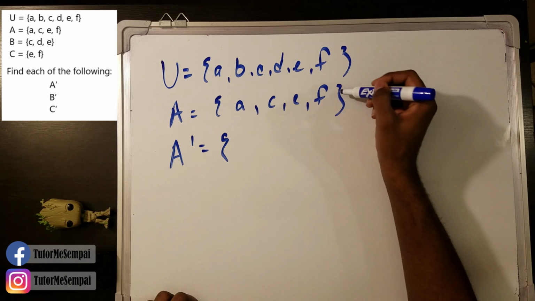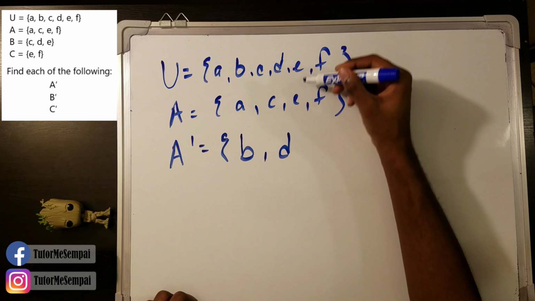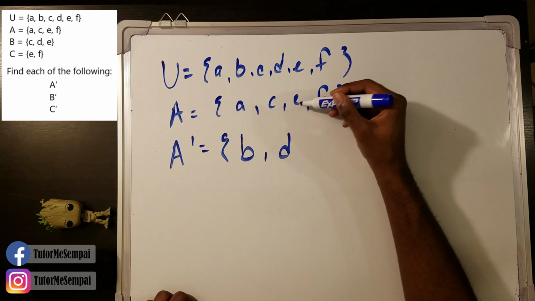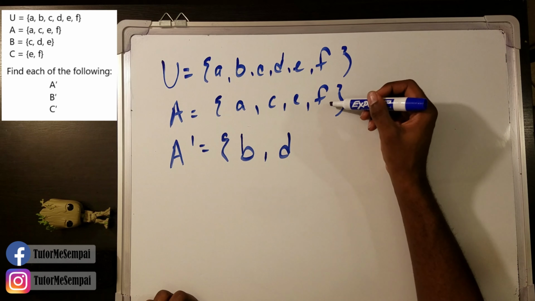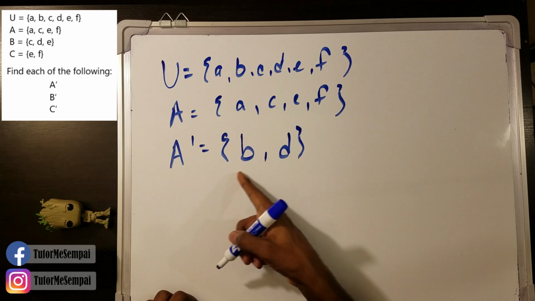So is A in A? Yes. So we don't want that. Is B in A? No. So we do want that. So let's start writing that B. How about C? Is C in A? Yes. So we don't write that. How about D? D is not in A, so we write that one. E? It is here, so we leave it alone. And how about F? That's also here. So A complement is simply going to be B, D.